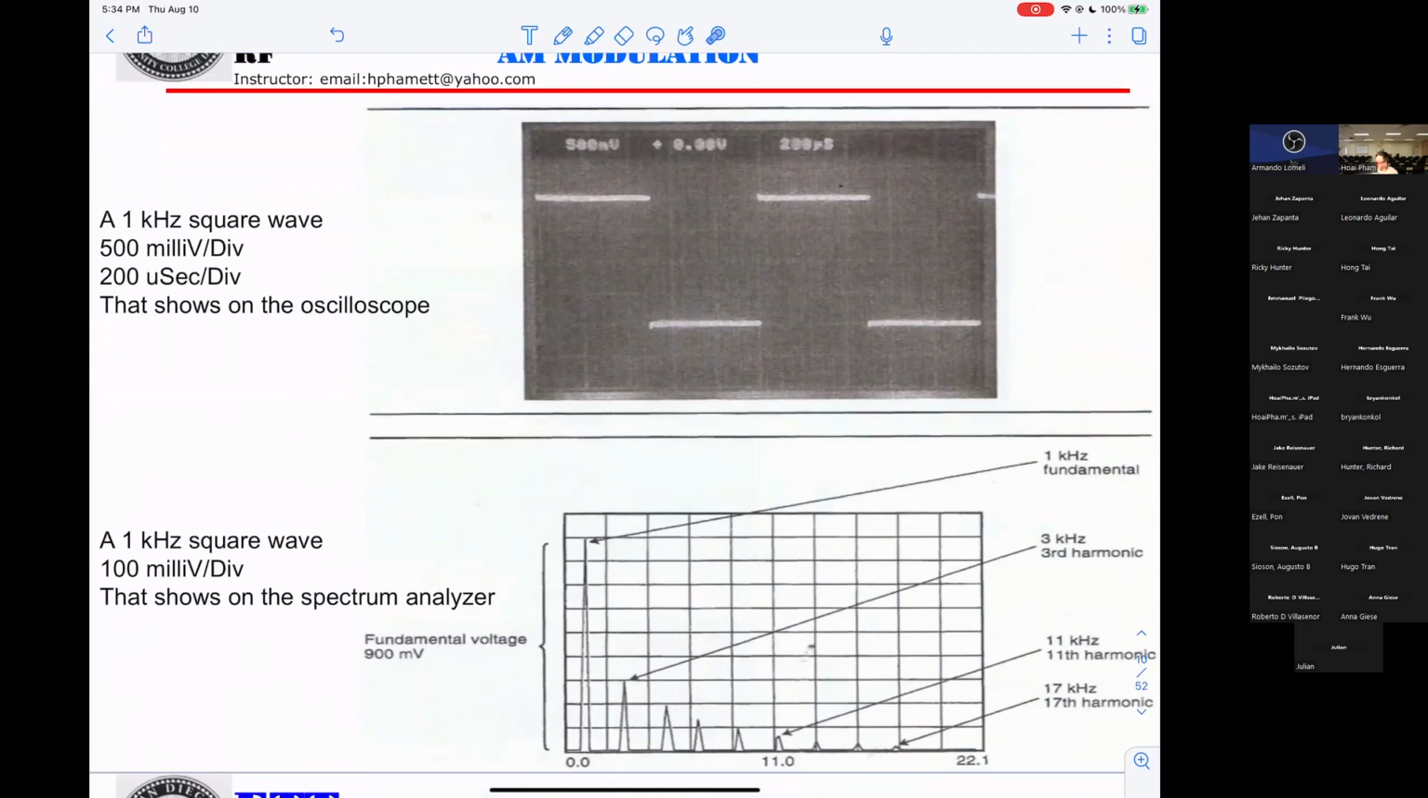It is the same thing. Okay. It is a square wave in the time domain, that means in the scope. However, the same signal displayed on the spectrum analyzer, you can see 1 kilohertz, what the value. Okay, 3 kilohertz, and so on, 11 kilohertz, 17 kilohertz. Okay, they're just telling you what the amplitude is.